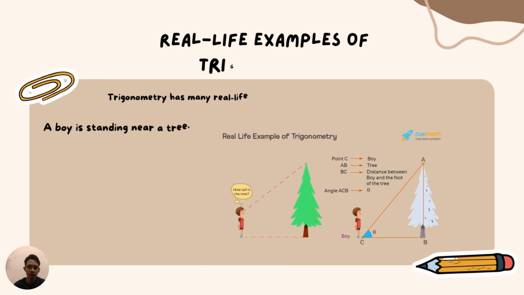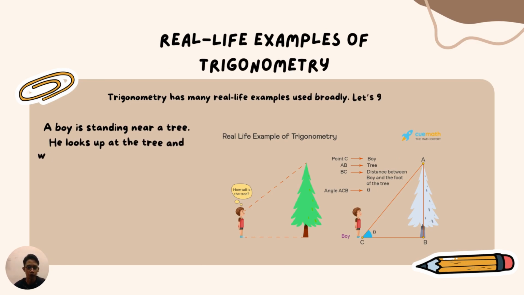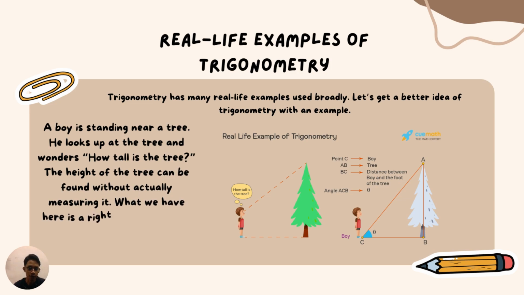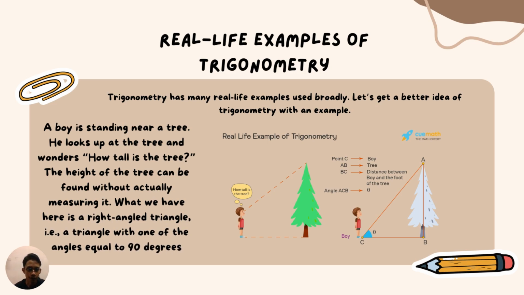This is an example for trigonometry. Trigonometry has many real-life examples used broadly. Let's get a better idea of trigonometry with an example. As you can see, there is a boy standing near a tree. He looks up at the tree and wonders, how tall is the tree? The height of the tree can be found without actually measuring it.